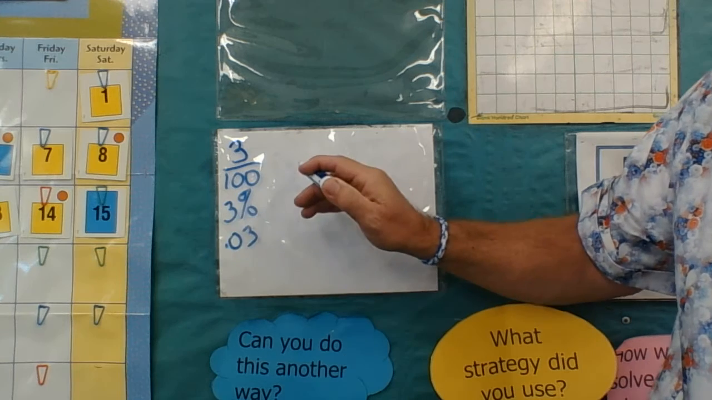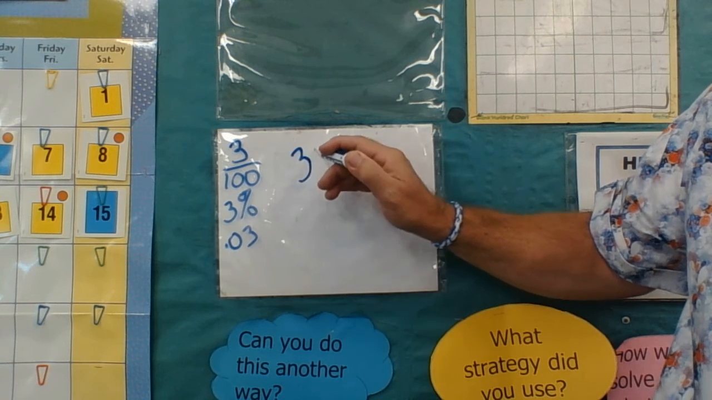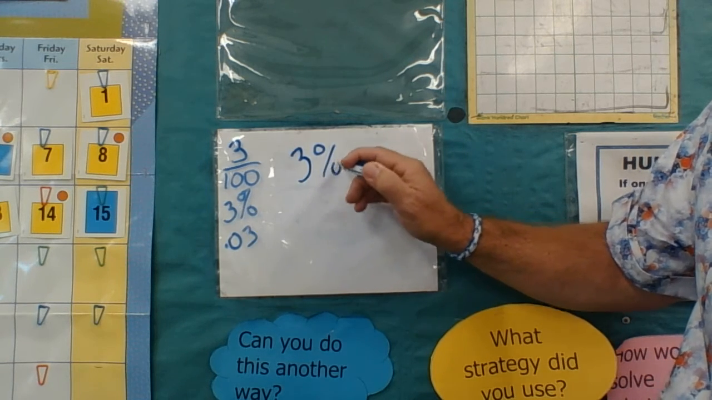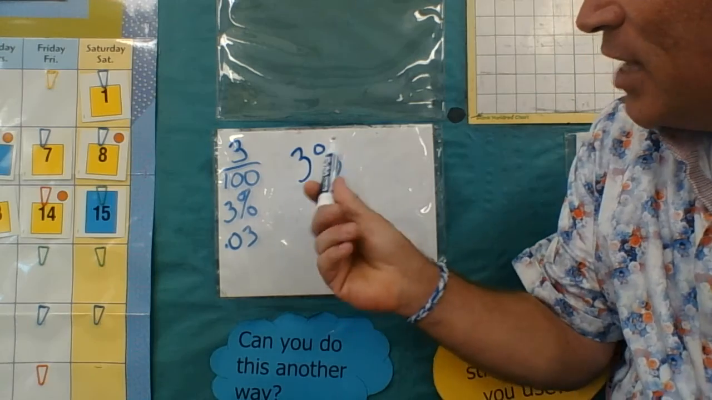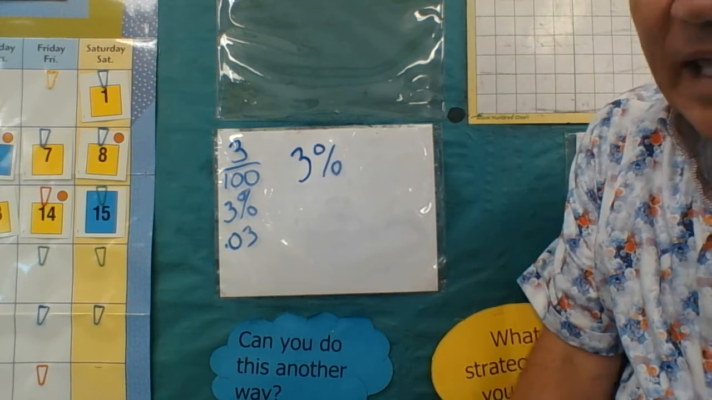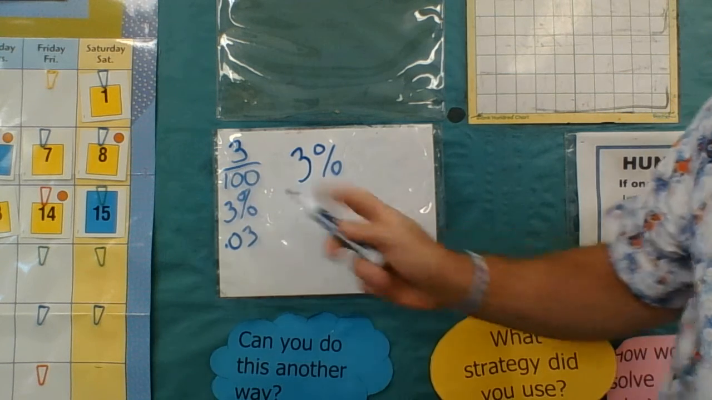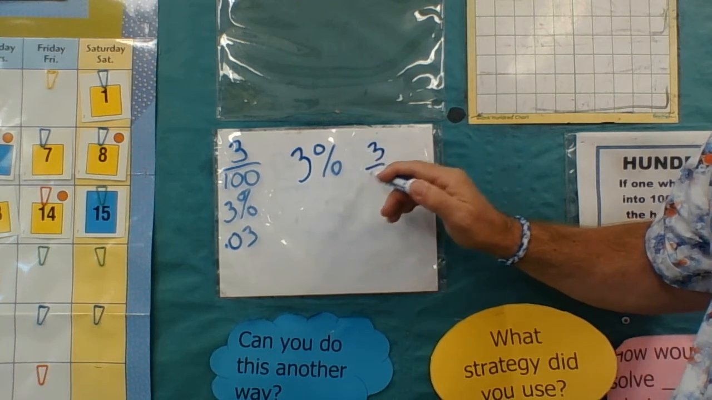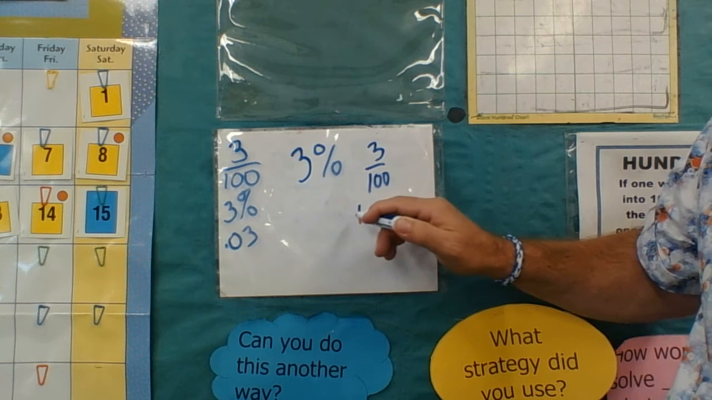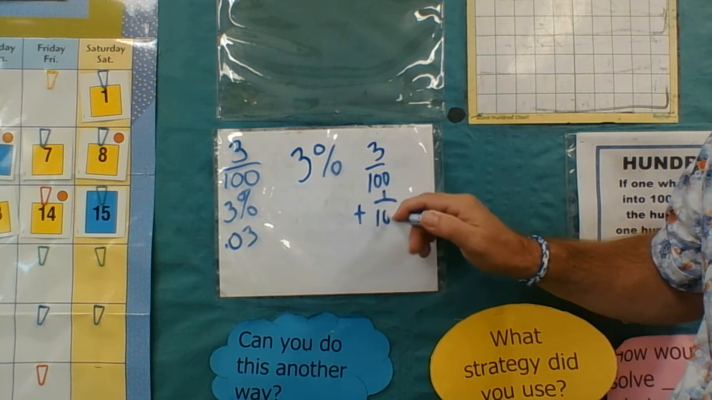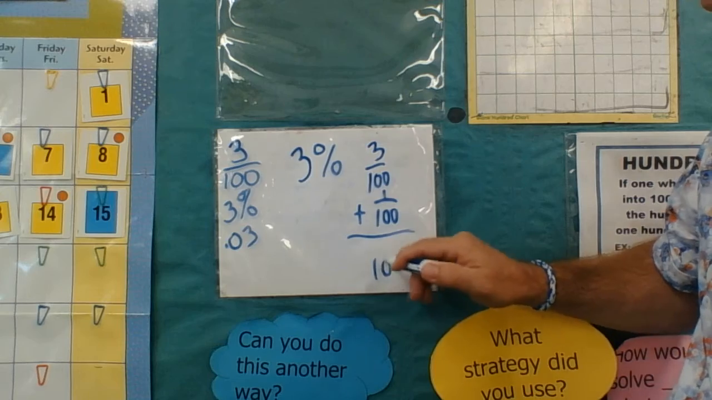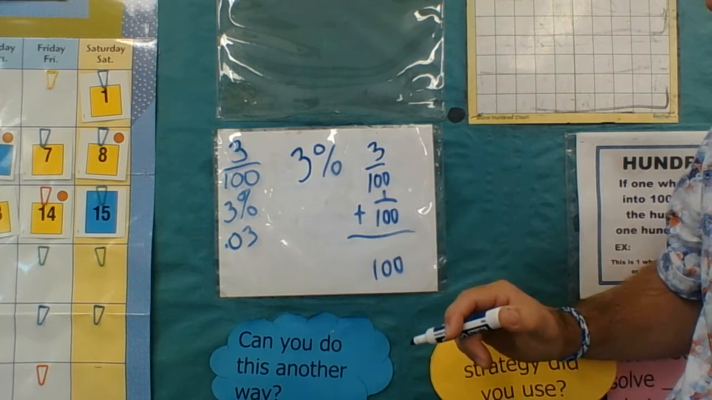So I'm going to take 3%. Now, the percent is one of the few things that I cannot do in a mathematical equation. Like with 3/100ths, I could take 3/100ths and add 1/100th, and my denominator stays the same because the whole's been cut up into 100.